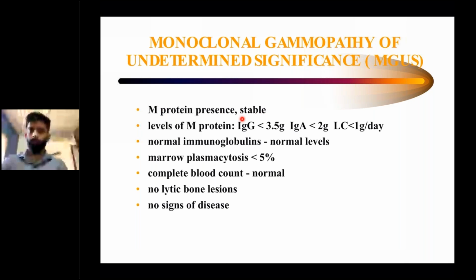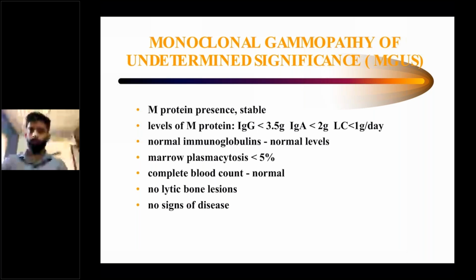It's stable. The levels of M protein: IgG less than 3.5 grams, IgA less than 2 grams, light chains less than 1 gram per day. Normal immunoglobulin levels are there. Marrow plasmacytosis less than 5%. Sorry, it was not less than 10%, less than 5%. Complete blood count is normal. There are no lytic bone lesions, and there are no signs of disease. So essentially, these patients are asymptomatic.